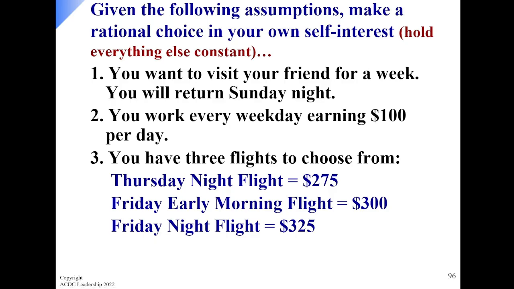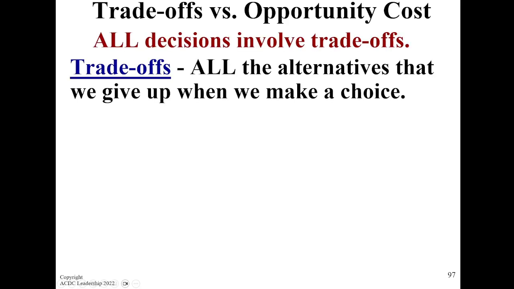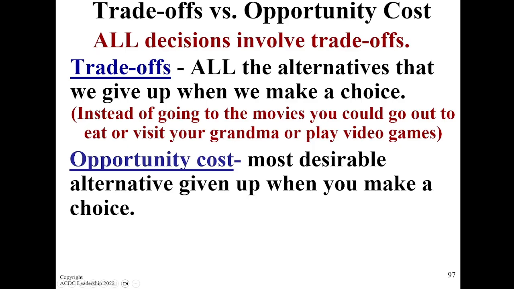So making these decisions is what we call cost benefit analysis. So, trade-offs versus opportunity cost. All decisions involve trade-offs, which are all the alternatives that we give up when we make the choice. Opportunity cost is the most desirable alternative given up when you make a choice.